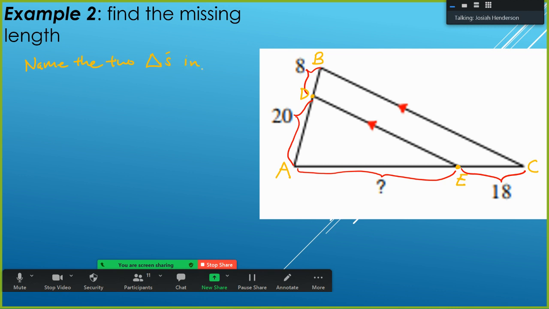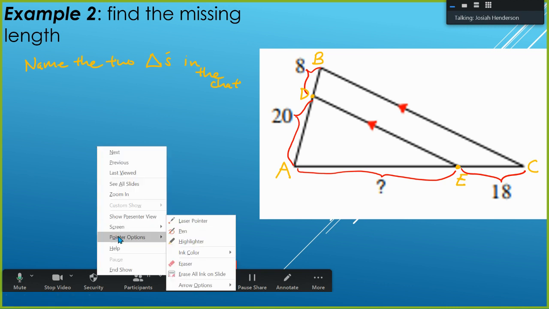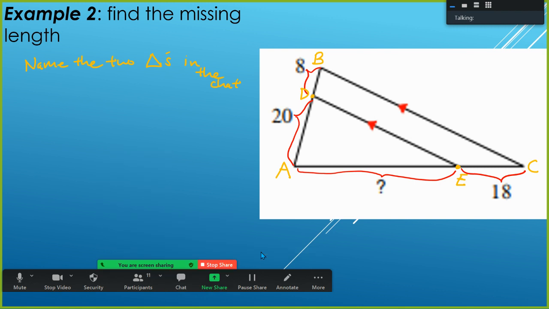So let's start this by naming the two triangles in the chat. I'll change my color. It's kind of hard to see. Name the two triangles in the chat. Remember, we name a triangle with 3 points that make it up. If you don't see two, name one. At least you can see one, I'm sure. So, what are the names of the two triangles? Tell me in the chat.